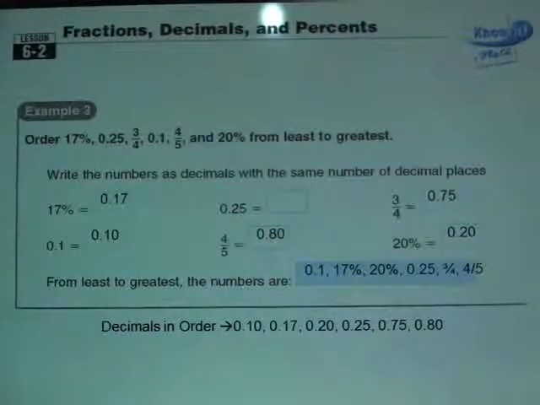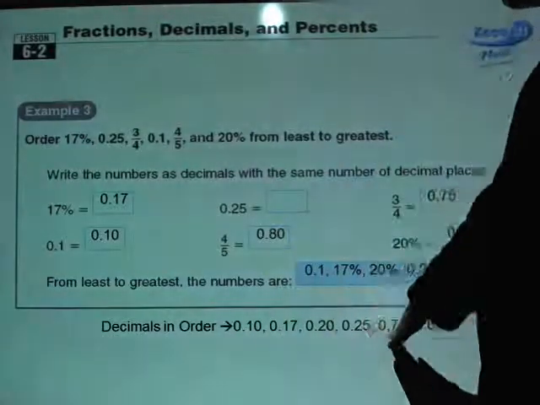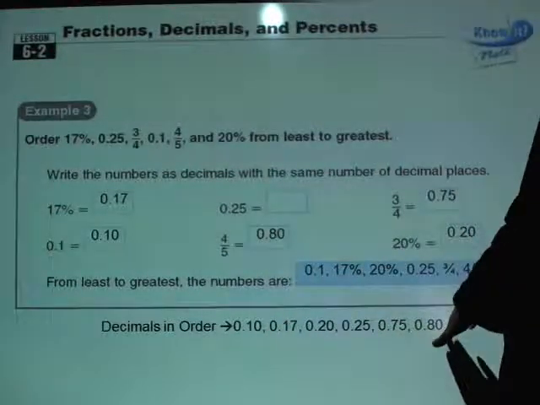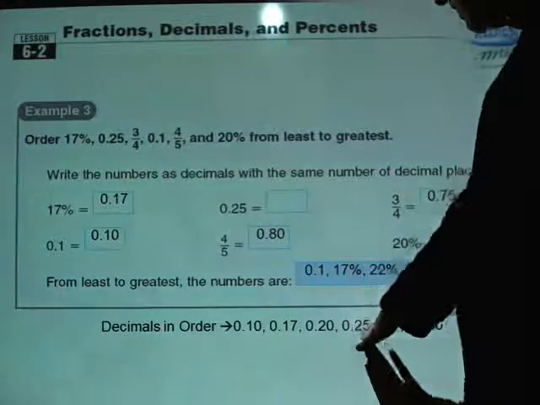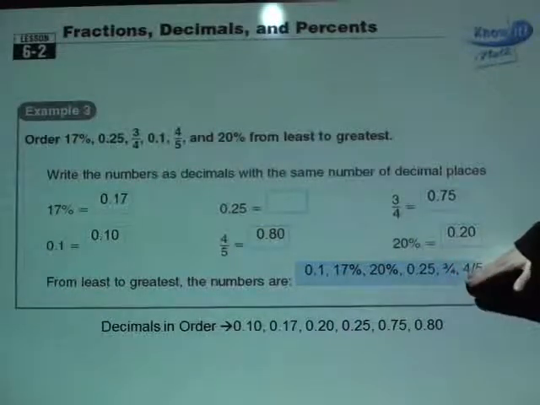Well, I know how to put those numbers in order. 10 would go first, then 17, then 20, then 25, then 75, and then 80. And of course, we just throw the decimals back in because that's what they were in order. So now that I know what the decimals are in order, now I can put the original things in order.